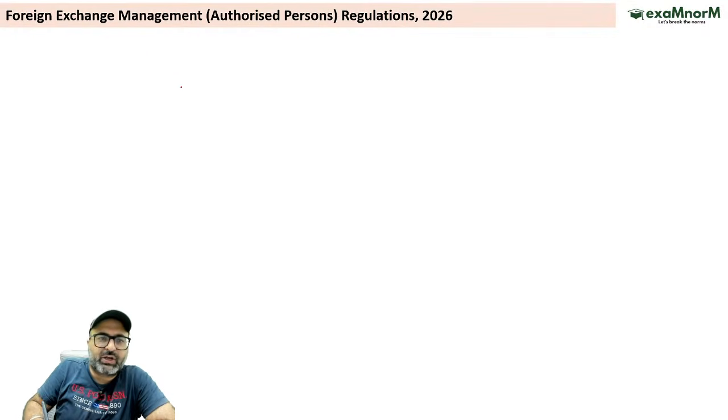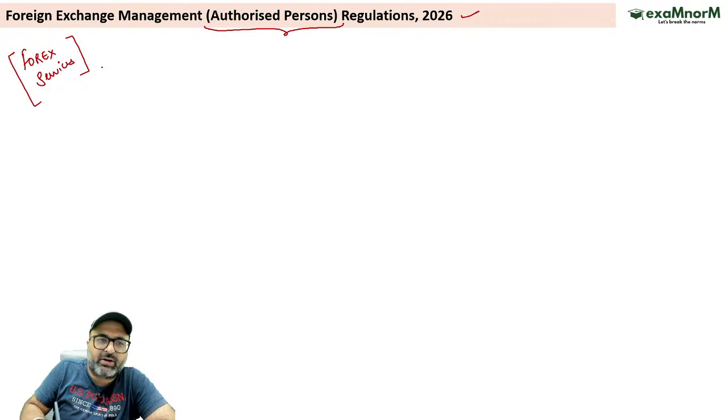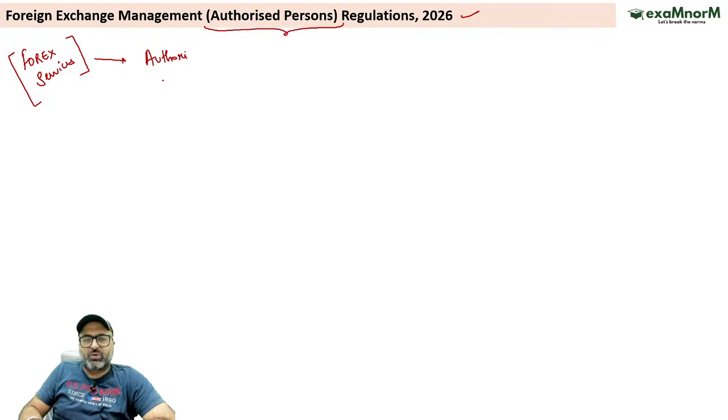Please pay attention. सबसे पहली चीज है फॉरेन एक्सचेंज मैनेजमेंट रेगुलेशन 2026 and this regulation is basically related to the authorized person. Authorized person means if we talk about foreign exchange, forex services are provided by the authorities which are allowed to perform those operations by RBI. So if you want to seek a license to run an organization which will be involved in forex services, then in that particular case you need approval from RBI.